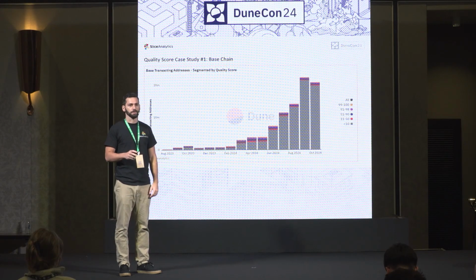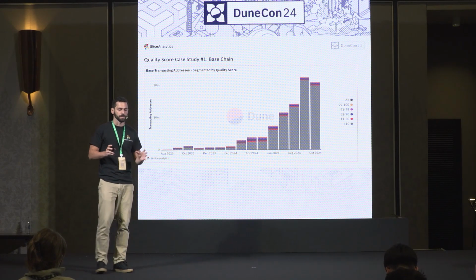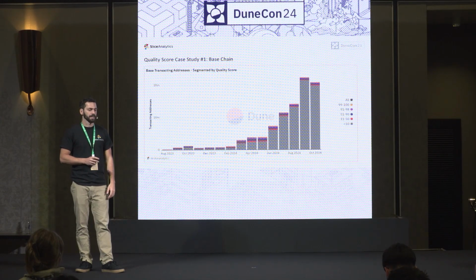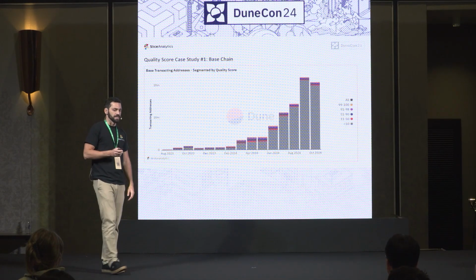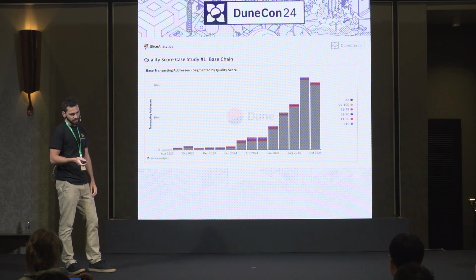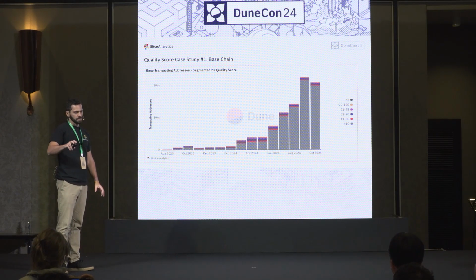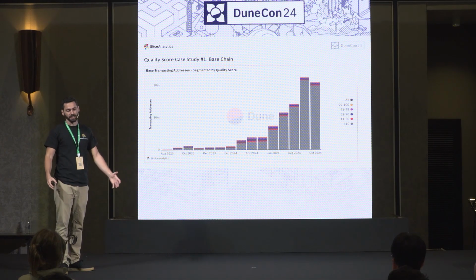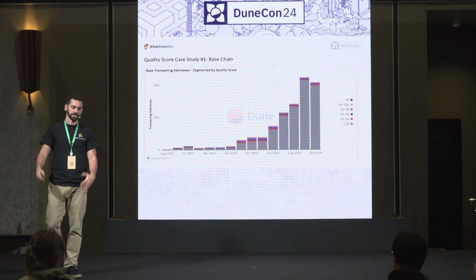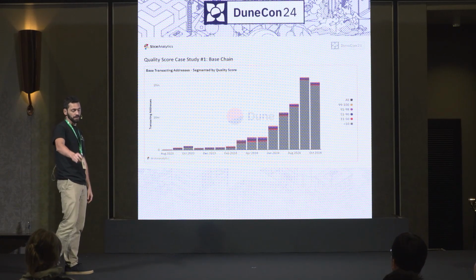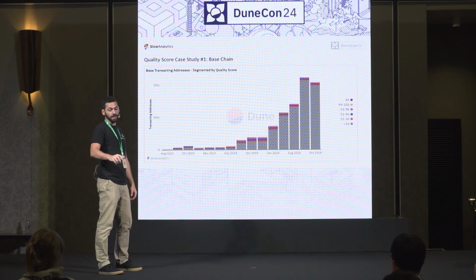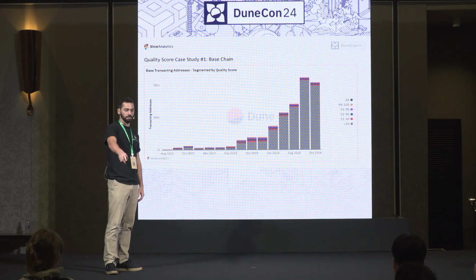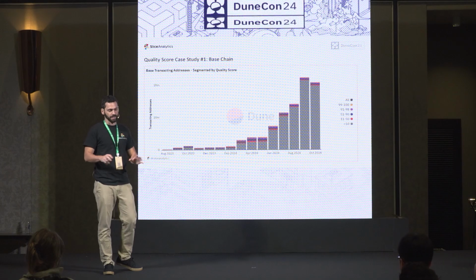So let's run through a couple case studies here on how this provides so much value and more insight into your data. Here we're looking at Base network, looking at transacting addresses segmented by quality score. If we ignore the segmentation for a second, and you're an internal analyst presenting this to your leadership, saying, hey, look, month over month we're seeing really impressive growth. Everything you're doing is perfect, don't change a thing. We see here a peak in September, everything looks perfect.